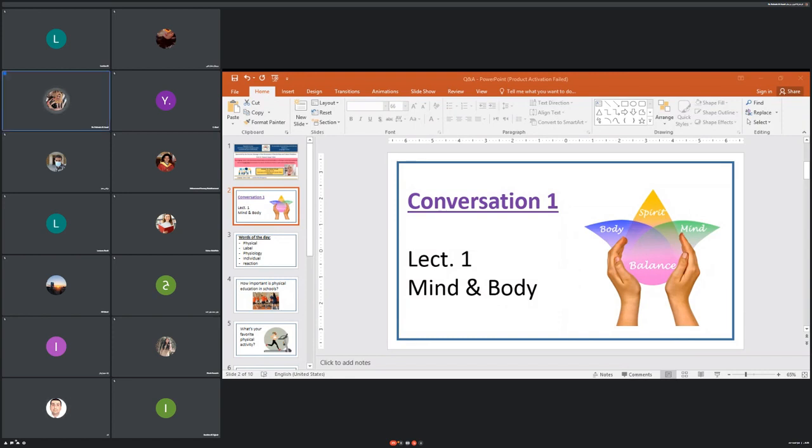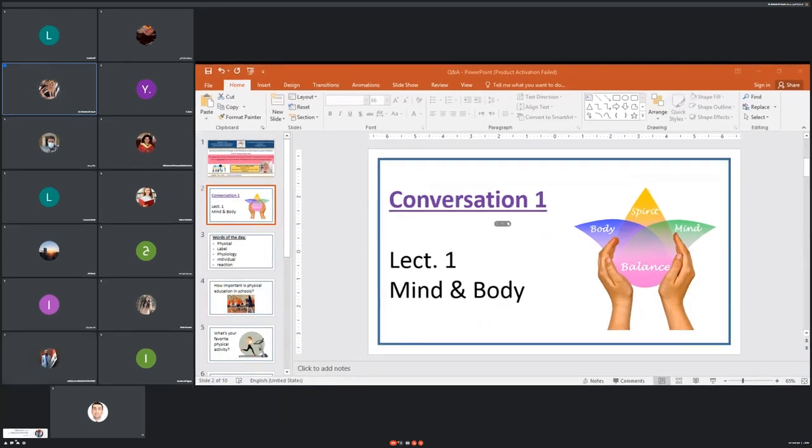Okay, so it controls the body. What if the body controls the mind? Do you think that is possible? Ayat, what do you say? Ayat Majid. Jinan Salman, what do you think? Do you think there is a connection?